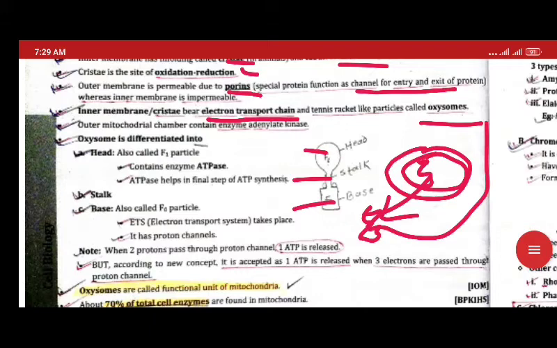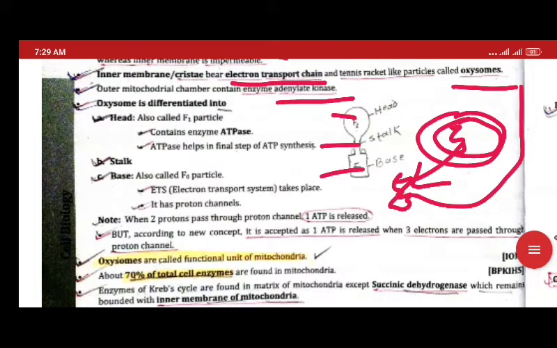Now the outer mitochondrial membrane contains adenylate kinase enzymes, and the oxysome is differentiated into the head, which is called F1 particles, and the base, which is called F0 particles. The base is F0 particles, while the F1 particle is the head. What does the F1 particle do? ATP synthesis, and this is the final step for ATP synthesis, in the head.